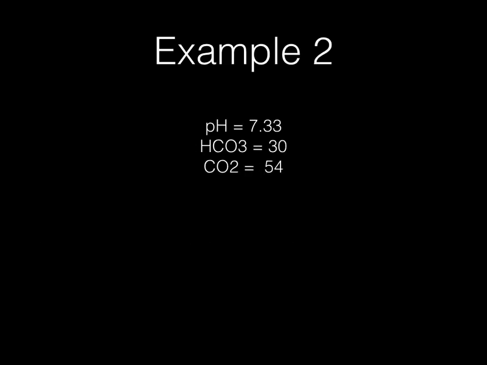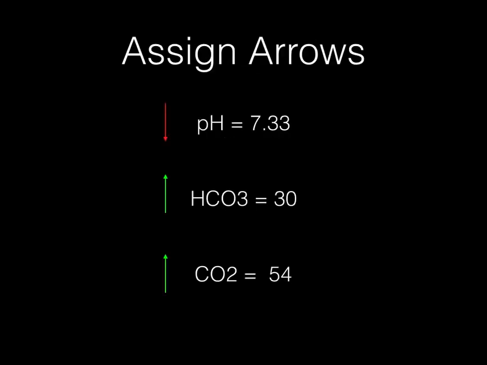Here's example 2. The pH is 7.33, the bicarb is 30, and the carbon dioxide is 54. So what's step 1? We assign our arrows and decide how these values are moving from the normal. And here's what we got. pH has dropped. It's gone below 7.40. Bicarb, we said, should normally be 24. That means it went up to 30. And our denominator, carbon dioxide, should usually be 40, but in this case it's up. It's driven up to 54.